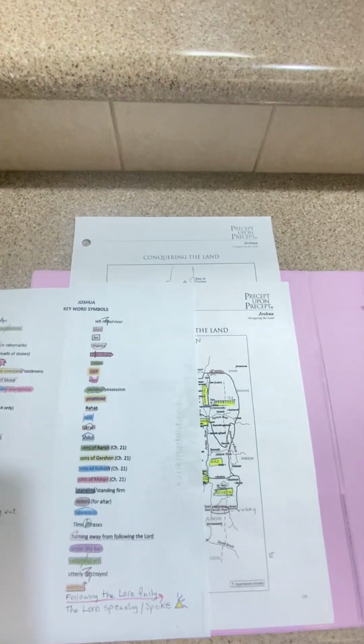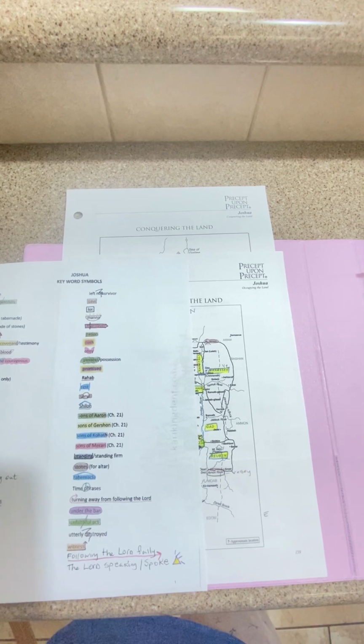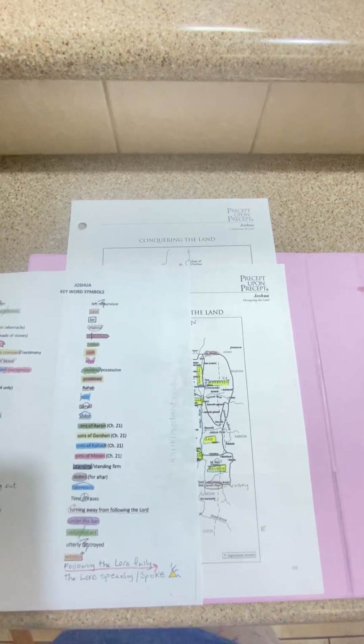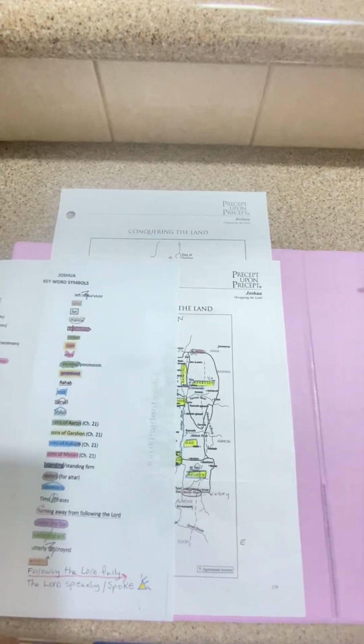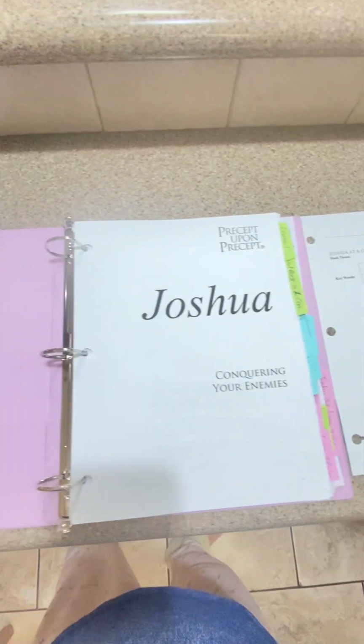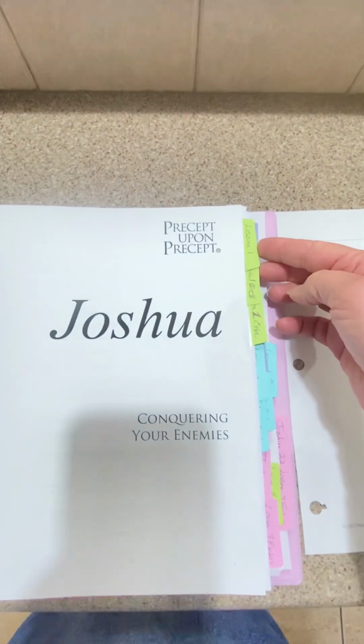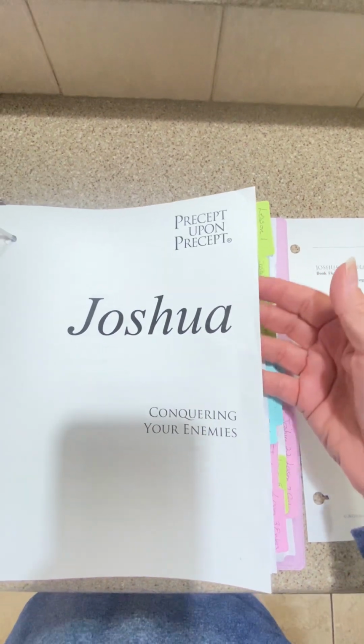Okay, I'm going to do my best to explain to you how I put a binder together and how I utilize all of the materials that are included with the Precept study. So right here, I'm going to show you, this is my binder. Here's the Joshua study, and you can see my tabs over here. You don't have to tab them, but I like to, it's easier.